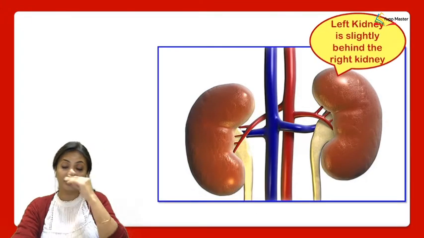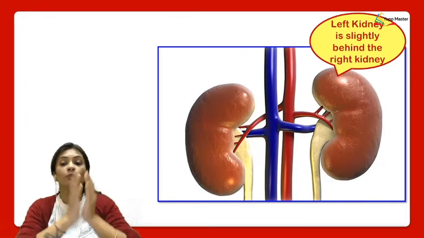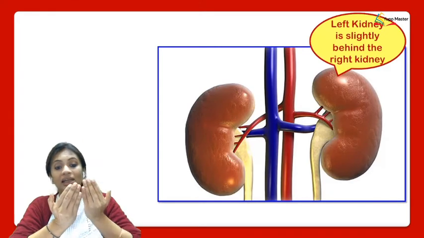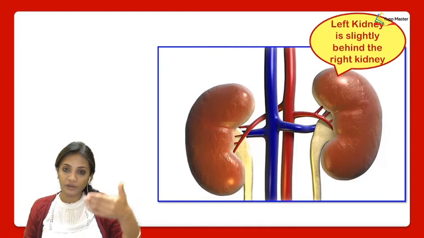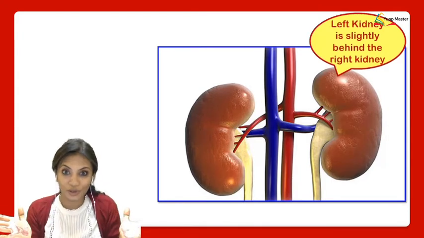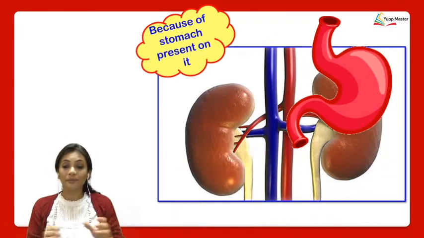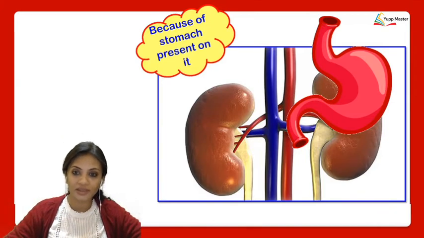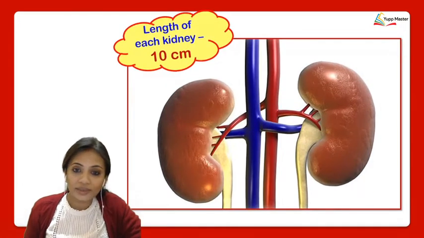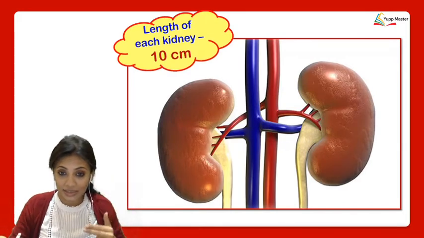As we saw a little while back, the right kidney is lower than the left kidney, but we also see that the left kidney is slightly behind the right kidney. And why is that? Because in front of the left kidney there is a huge organ which is filled up every time you fill your stomach, and that is none other than the stomach on top of that kidney. Because of the presence of the stomach there, it is behind the right kidney. Next we see the length of the kidney. The length of the kidney is 10 centimeters.